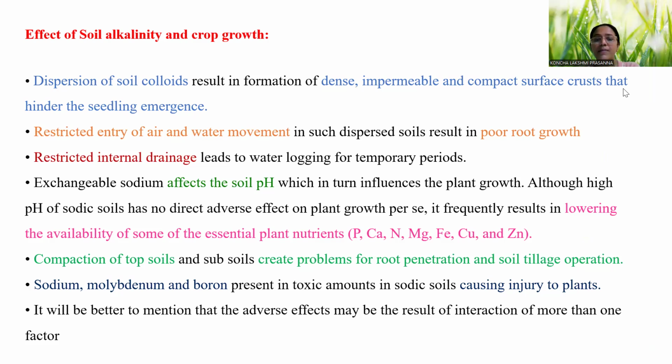Compaction of the topsoils and the subsoils creates various problems like root penetration and soil tillage operations. As the soils are more compact, plant roots have to spend more energy in order to draw nutrients from the deeper layers of soil. Soil tillage operations become tough because of the more compactness or heaviness of soil. Sodium, molybdenum, and boron, which are present in toxic amounts at higher pH, cause injury or toxicity to plant growth.